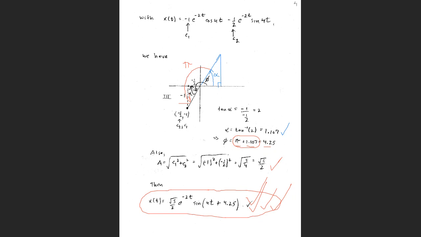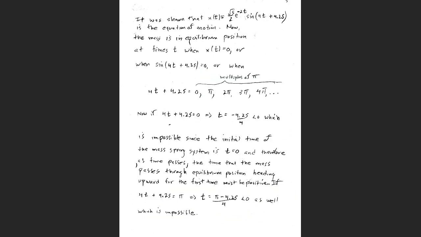Now, we want to find the first time at which the mass passes through the equilibrium position heading upward. From what we have just done, it was shown that x of t is equal to the square root of 5 over 2 times e to the negative 2t times the sine of 4t plus 4.25. That's our equation of motion.